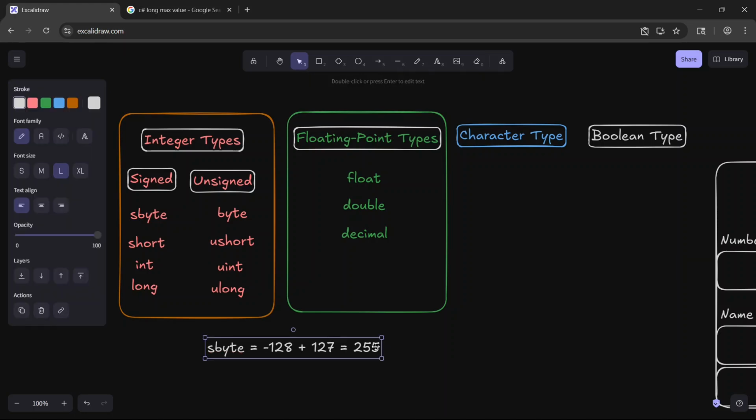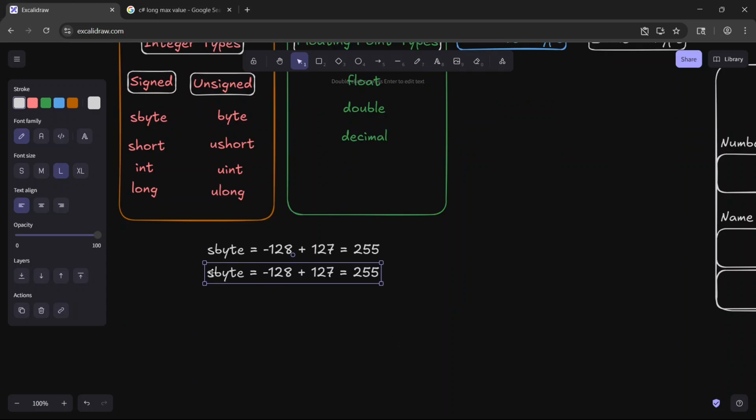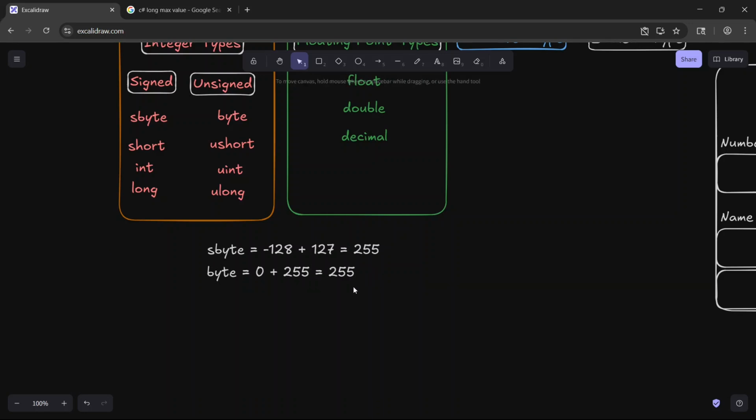If you add it up together, however, if you choose byte, which is the maximum number of bytes, byte goes from 0 to 255, and if you add that, it goes to 255.